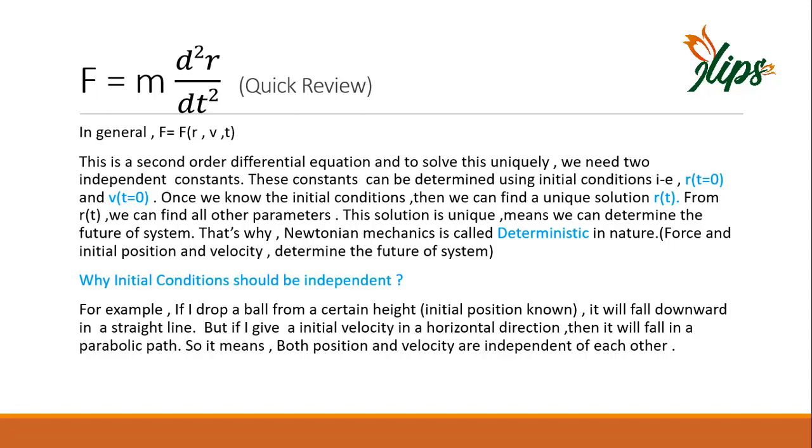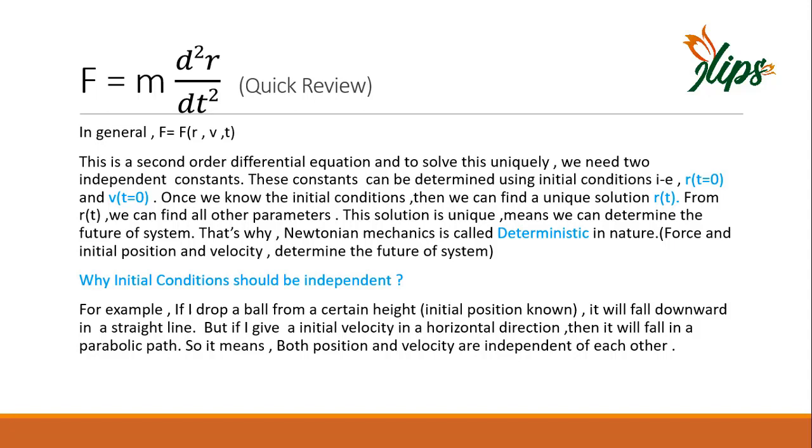Why should the initial conditions be independent? It is a good question, because I just said that if we know the position vector r of t, then we can find all other parameters. So does it mean that if I know the position at the initial time, I can find the velocity at that time? The answer is quite simple.